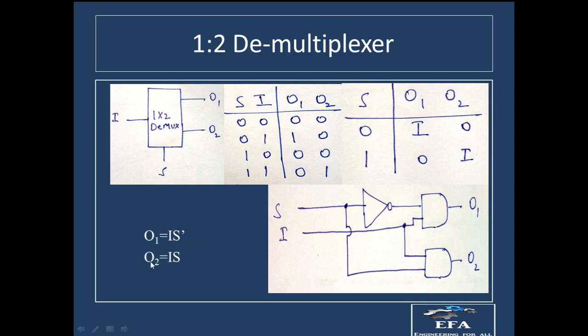And when we are having O2, then O2 will be equal to I into s. Whenever s is equal to 1, in that condition we will have the information at O2. So this O2 will be equal to I into s.